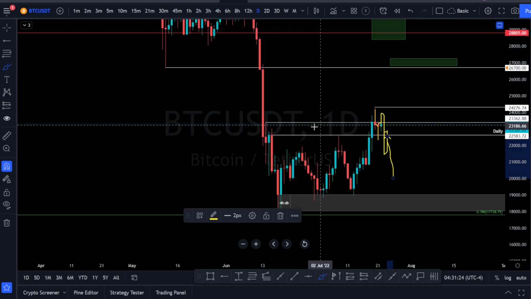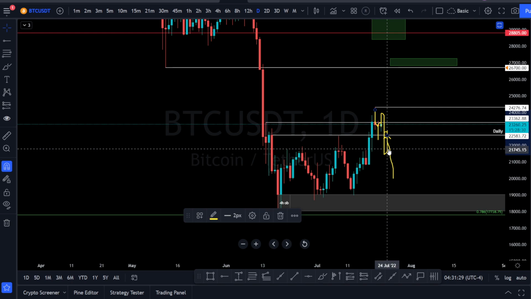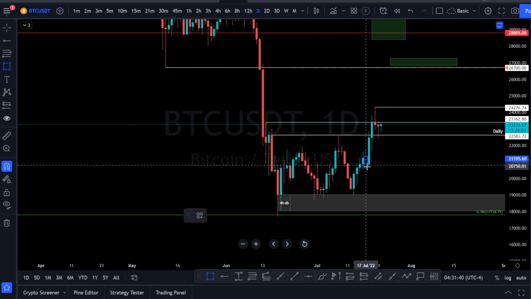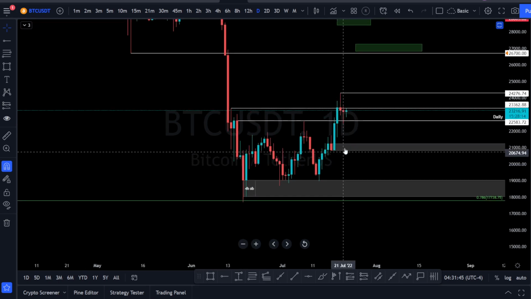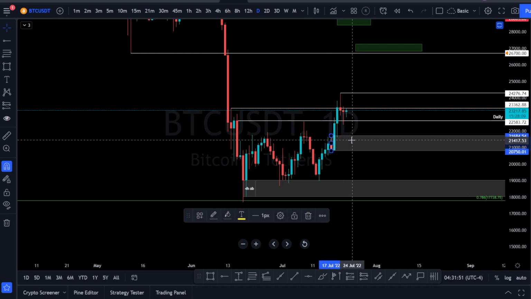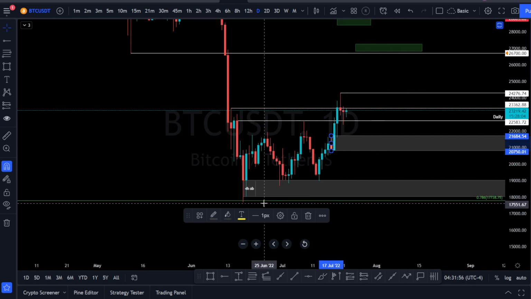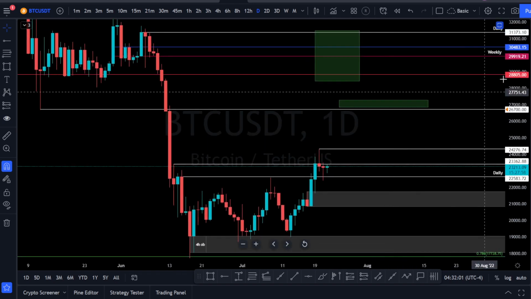If I'm looking for a line in the sand where I don't want to break, let me delete some of these. For me right now, my line in the sand is pretty much this area. I don't want to see us coming down any further than, possibly here. If we break below here, we're probably then looking to come down and break the 17.6 lows. But that's the current scenario right now.